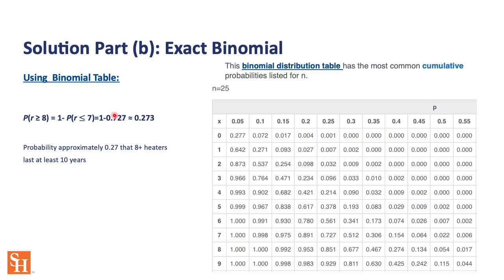So 0.727, and 1 minus 0.727 is 0.273, right? So this is the probability that we find by using the binomial probability distribution. And now in the next slide we will compare the two probabilities: the original probability that we calculated by using the binomial probability distribution, and the one that we have found by using the normal approximation, right?